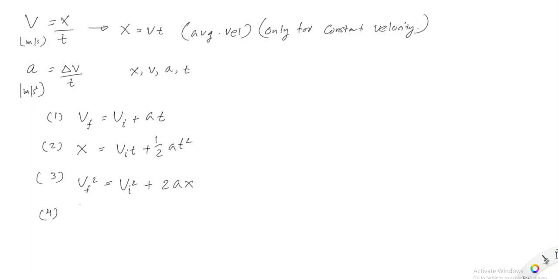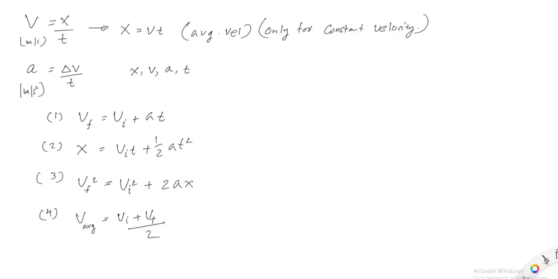Fourth one, this one is not really useful. The first three are the most useful equations because they relate all four variables. But the fourth one is just a simple thing, just the average velocity. Velocity average is velocity initial plus velocity final divided by 2. Just how you take the average, you add the two numbers, divide by 2, you get the average, right?